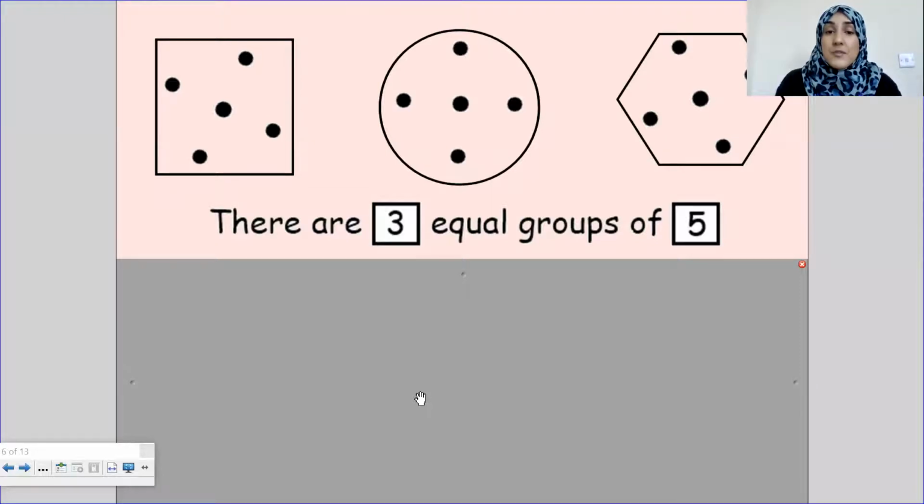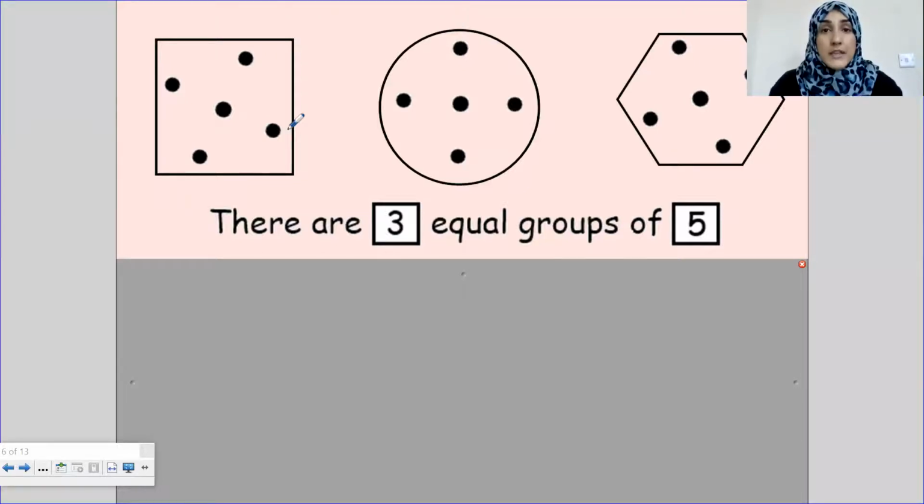Here it's saying there are 3 equal groups of 5 dots. But I can see that there are 3 groups because here's 1 group, 2, 3. Now let's check if they are equal. What did equal mean again? How can we tell that the groups are equal? What needs to be the same in each group?